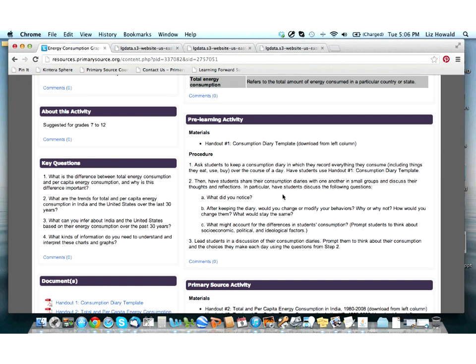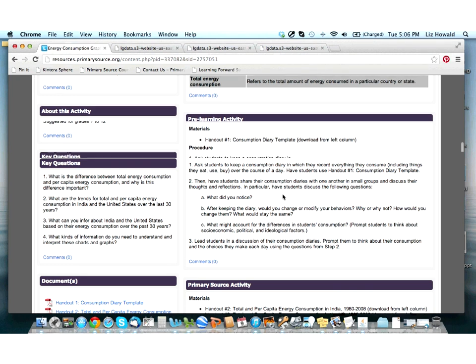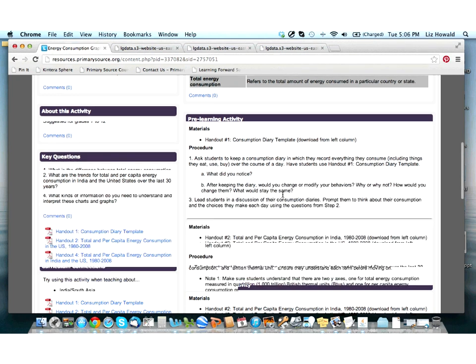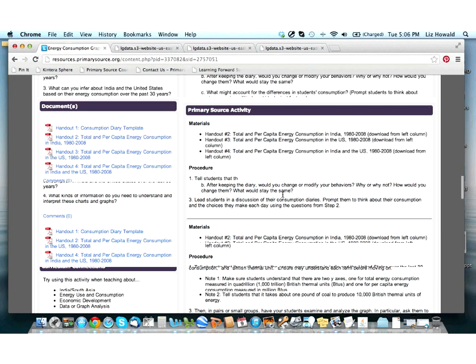And what differences exist between students who have maybe used more or less, and what might prompt the differences in their attitudes towards consumption. Keeping in mind that this is just a microcosm of the larger world, and that just as their classroom has different socioeconomic, political, and ideological factors, so too do different people and countries around the world. And that's a great way for them to start thinking about the differences in energy consumption in the United States and India over the past 30 years, which takes us right into the primary source activity.